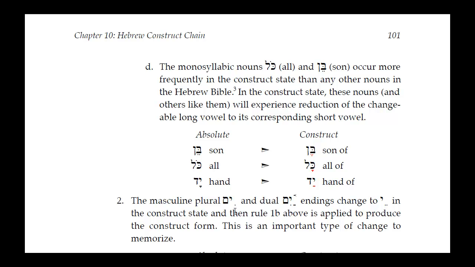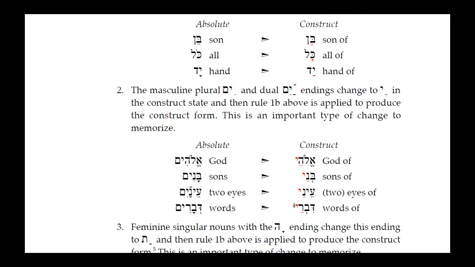The masculine plural hirik yod mem sofit ending, which shows you that it is masculine plural, or the dual, the patach yod hirik mem sofit endings, will change to a tsere yod. So whenever you see the tsere yod on the end of a word, that is telling you that it is a masculine plural construct noun. When we have the tsere yod, we use rule 1B above to produce the construct form. So let's go ahead and look at some examples here.